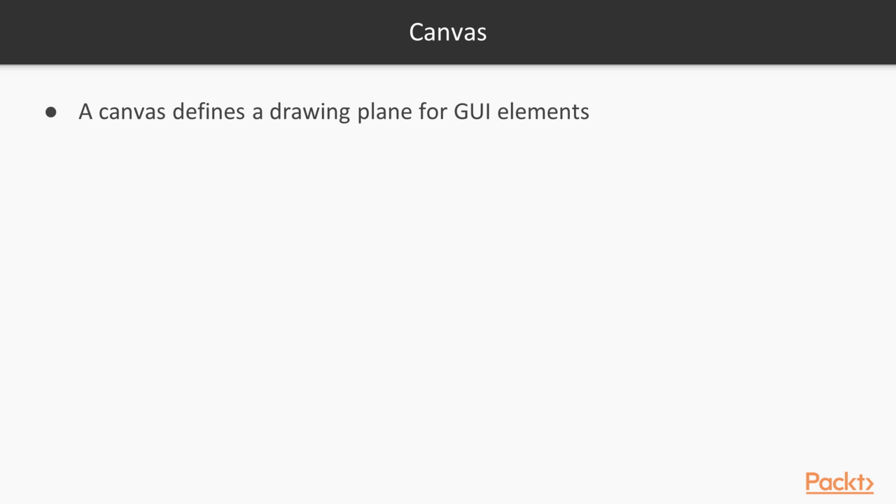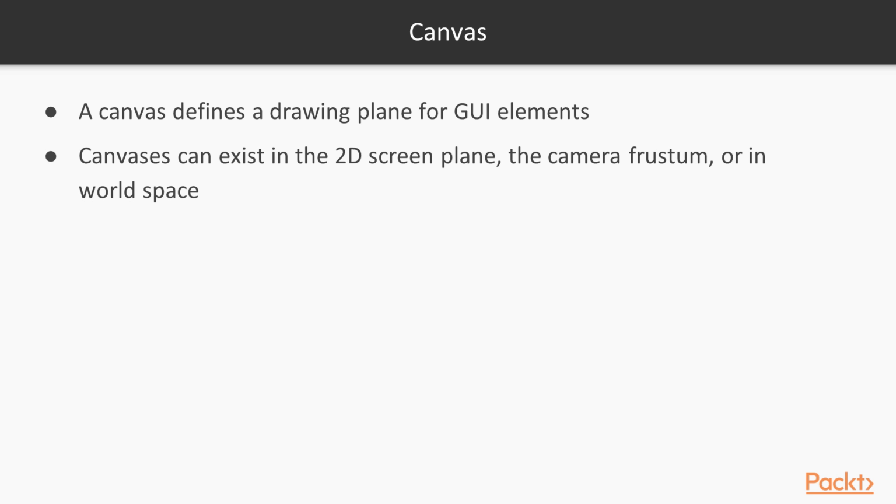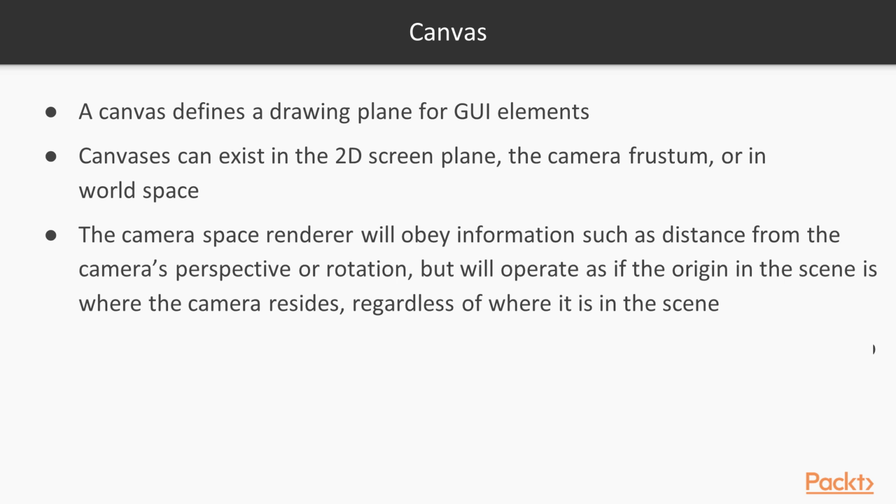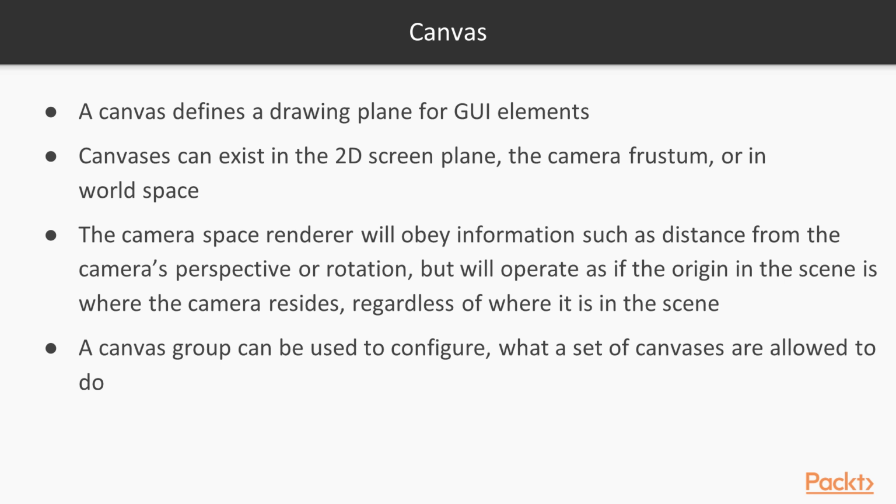A canvas has a canvas render mode, which can decide how a canvas will be rendered. A GUI can render in screen, camera, or world space. A screen space canvas, as the name suggests, will use the 2D plane defined as the screen for its coordinate system. The camera space renderer will obey information such as distance from the camera's perspective and rotation, but it will still operate as if the origin of the scene is where the camera always resides, regardless of where it is in the scene.